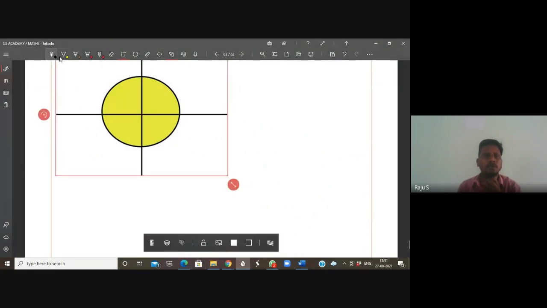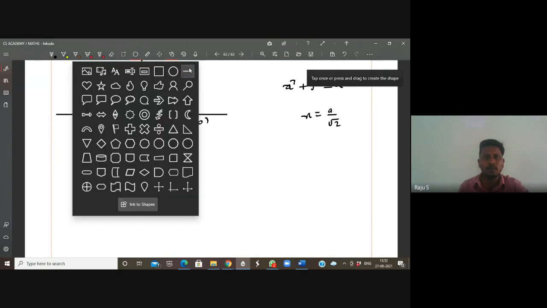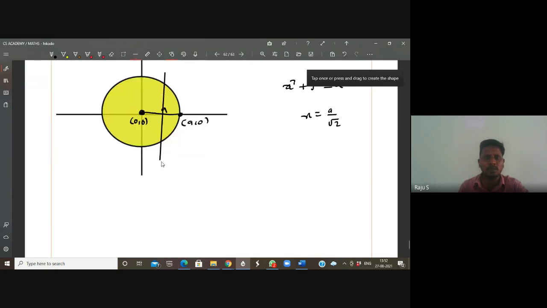See, the circle equation is x square plus y square is equal to a square. The center is clearly 0, 0. The radius will be a. So the point on the x-axis is a, 0. There is a line x is equal to a by root 2. The circle is cut off by this line, so you should take the line here.